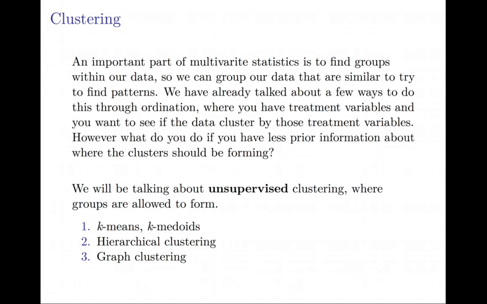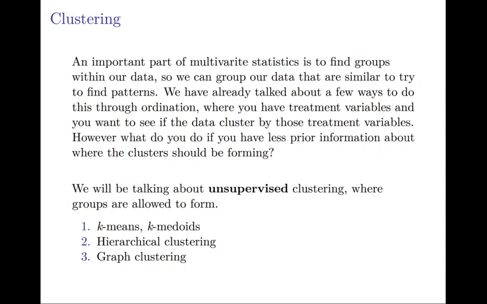An important part of multivariate statistics is to find groups within our data. We want to be able to group our data, find groups that are similar so we can try to find patterns. We've already talked about a few ways to do this through ordination, where you have treatment variables and you want to see if your data cluster by those treatment variables. Remember, we had that zooplankton community data, and there were different types of water bodies: lakes, canals, rivers, etc. We might expect that our communities would group by those different treatment types, right? We might expect the communities to be different.